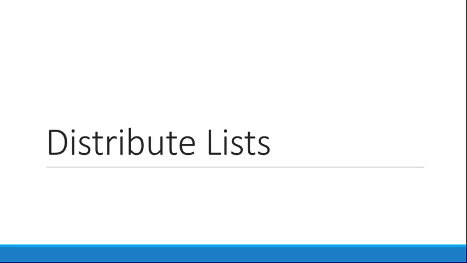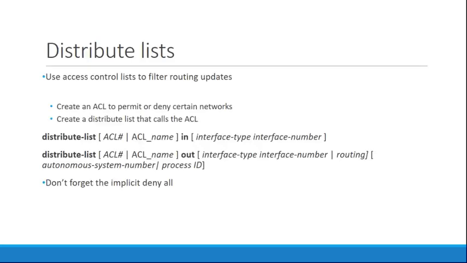Here we'll cover distribute lists. Distribute lists are used to filter routing updates. In order to filter those routing updates, they call an access control list. A lot of times an ACL is used to define interesting traffic or to filter user traffic. In this case, we're going to use our ACL to filter routing updates.